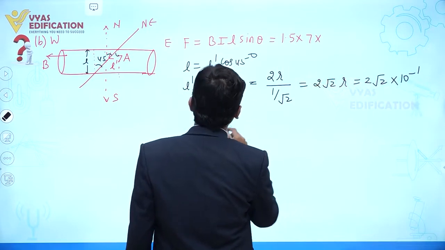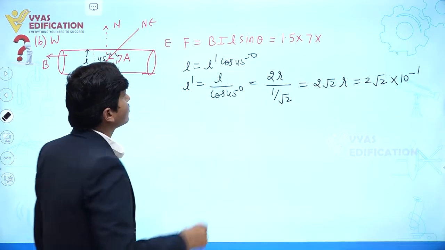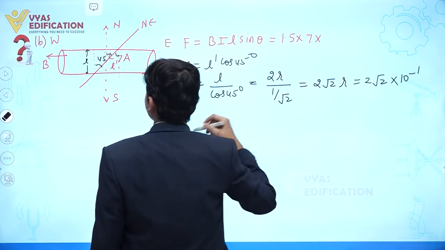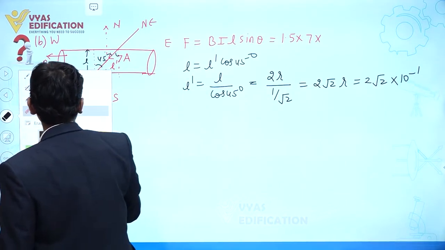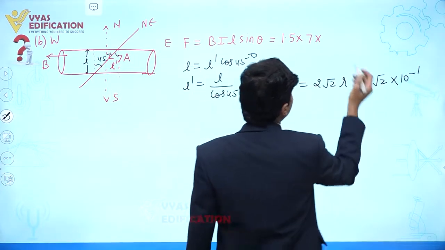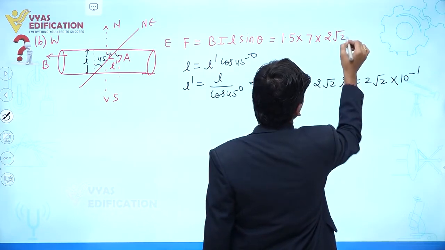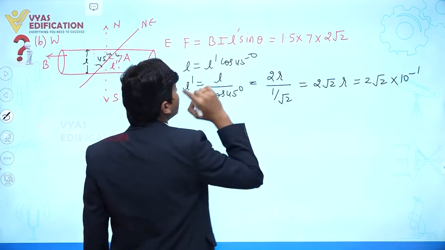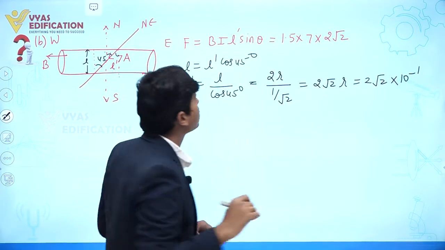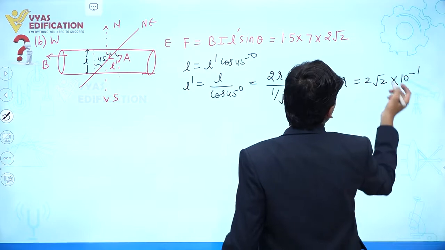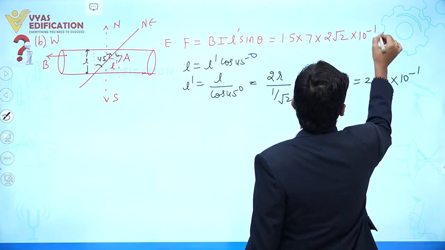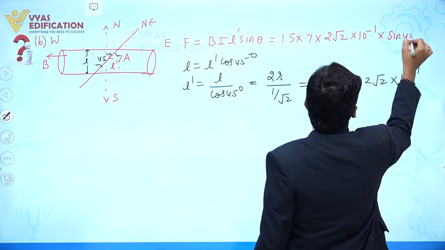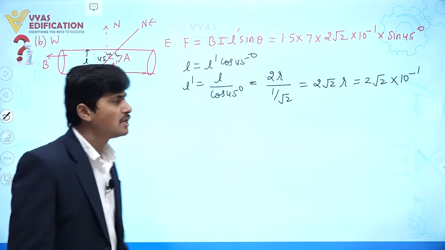This is just the value of L dash. So we can place this value here. Value of L, this is equal to 2 root 2. Actually here we will take not L, this is L dash, and sin theta. So 2 root 2, and multiply 10 to the power minus 1, and sine of 45. Clear? Sine of 45.